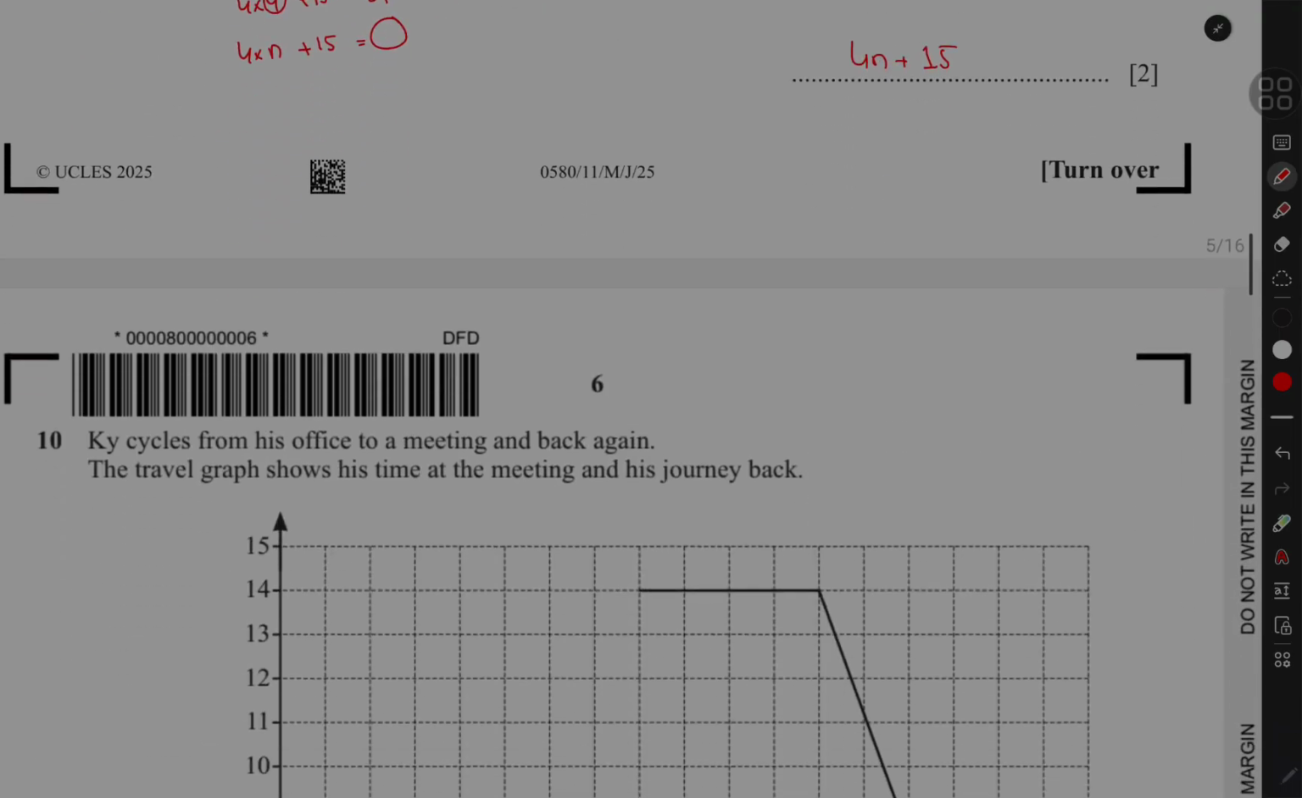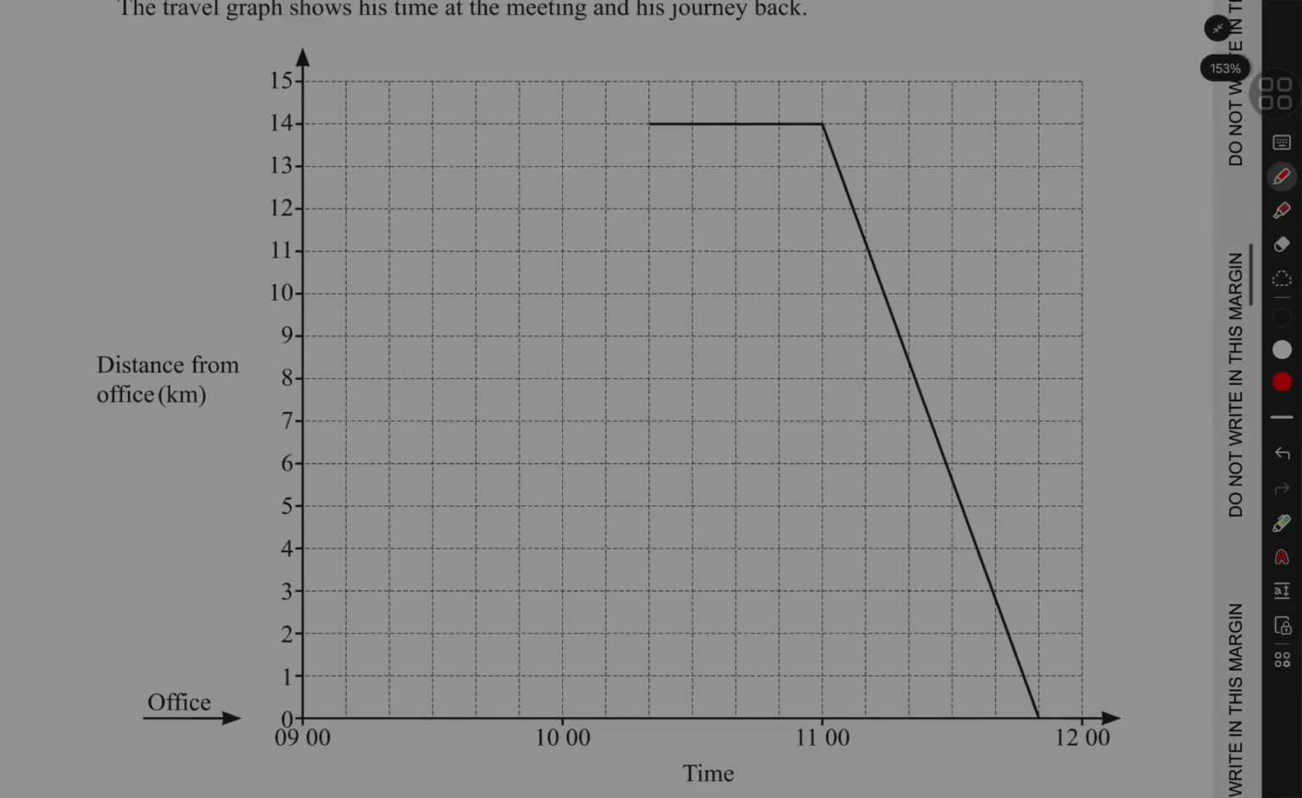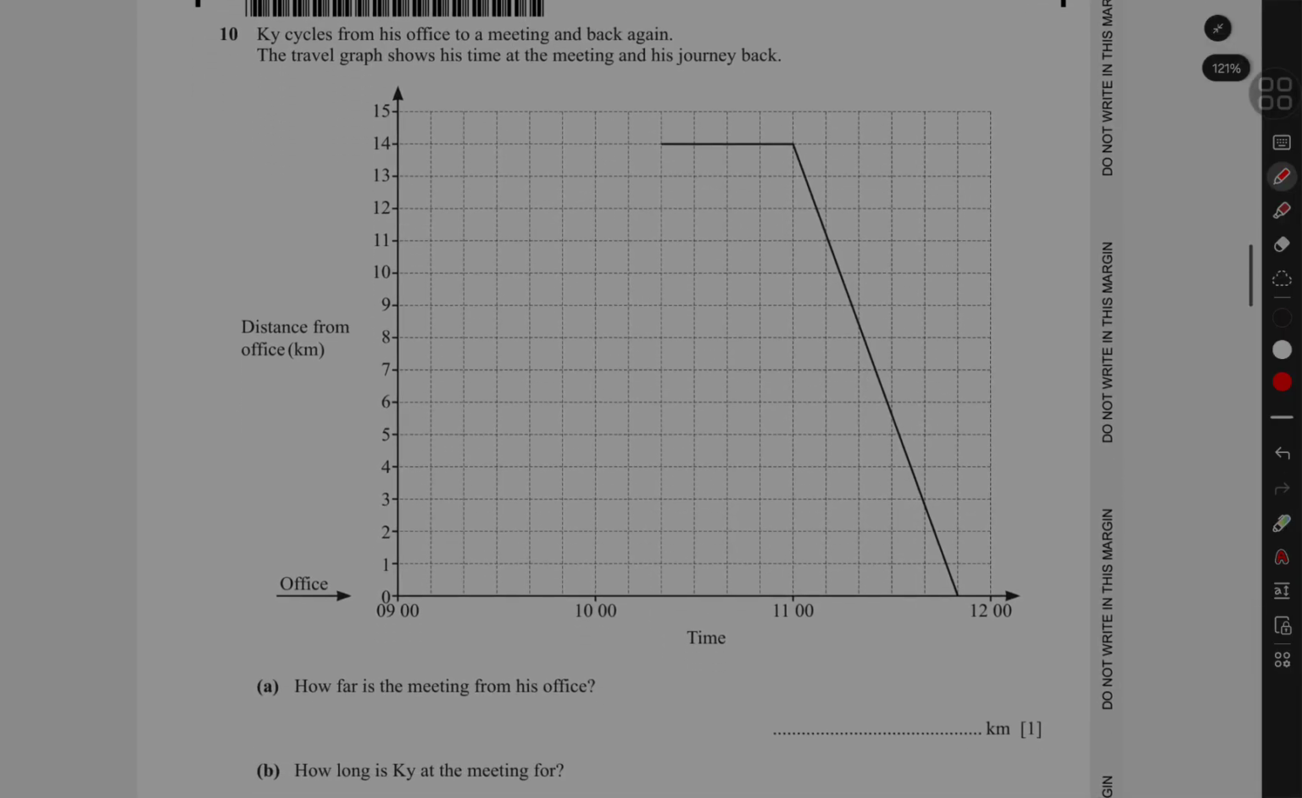Next, KY cycles from his office to a meeting and back again. The travel graph shows his time at the meeting and his journey back. Distance from office is this and time is this. So he starts cycling. He's not cycling over here, but then this distance starts to decrease, so he's cycling, and here he reaches his office.